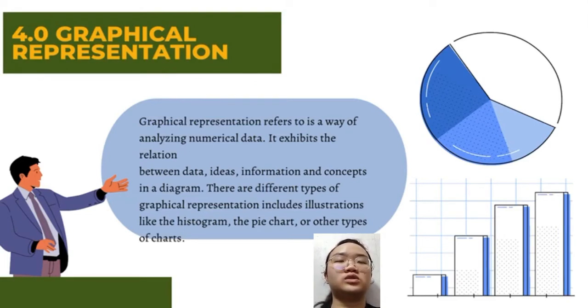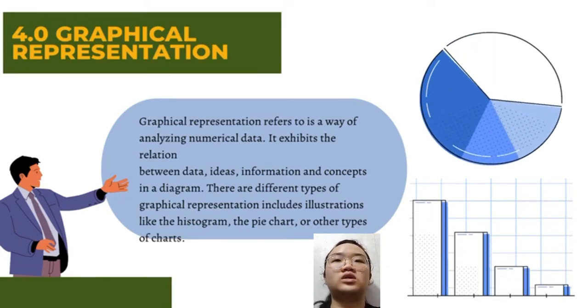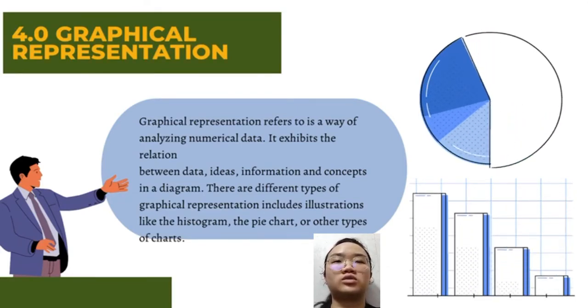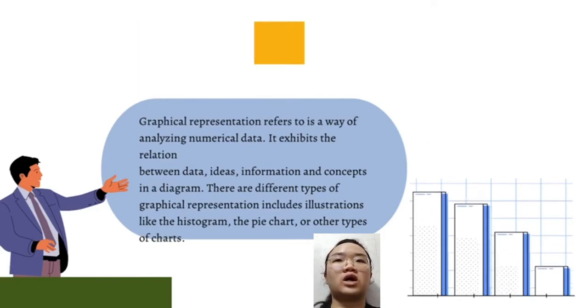Graphical representation refers to a way of analyzing numerical data. It exhibits the relation between data, ideas, information, and concepts in a diagram. There are different types of graphical representation, including illustrations like the histogram, the pie chart, or other types of chart.